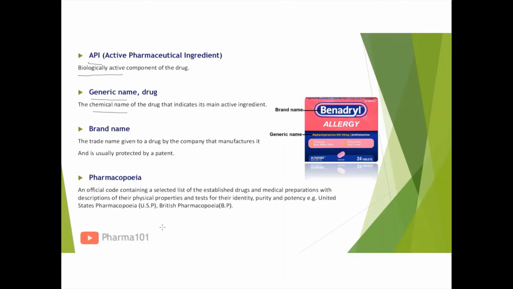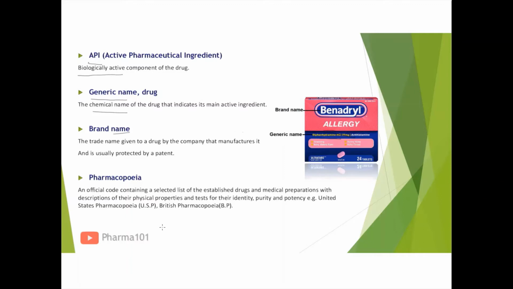So let's just consider this example. We have a medicine called Benadryl over here. The generic name for this drug would be diphenhydramine hydrochloride, which is the main molecule responsible for anti-allergic properties and the anti-allergic effect in the body.